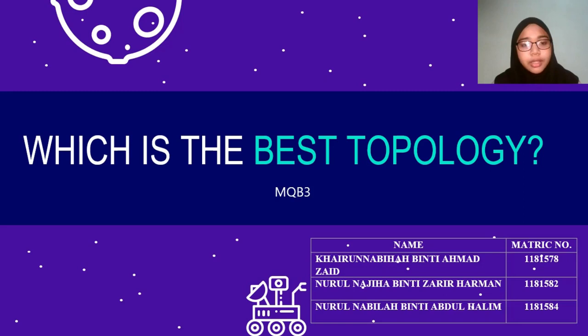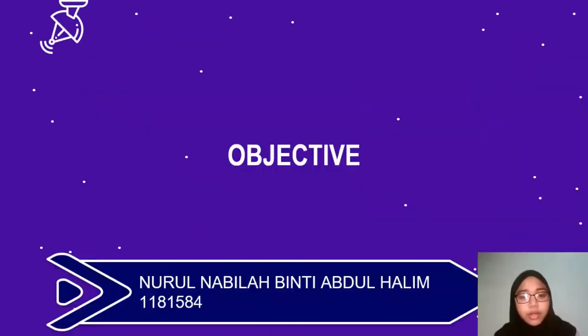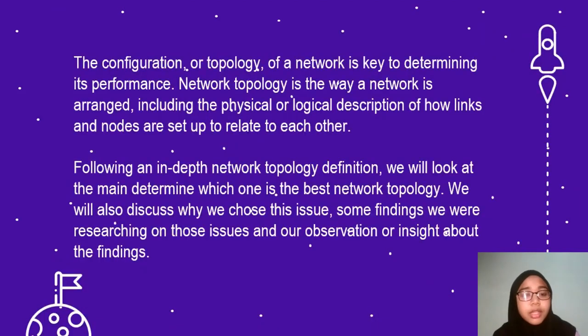Today we will present which is the best topology. First, our objective. The configuration or topology of a network is a key to determining its performance. Network topology is the way a network is arranged, including the physical or logical description of how links and nodes are set up to relate to each other. Following an in-depth network topology definition, we will look at the main determinants of which one is the best network topology.